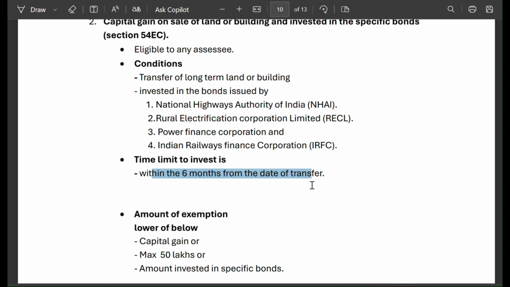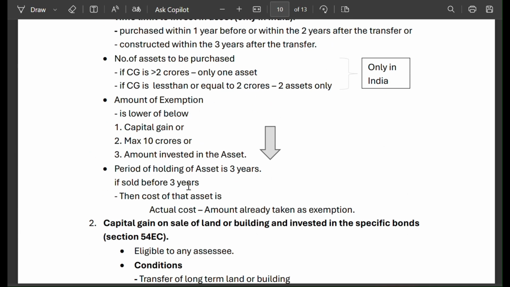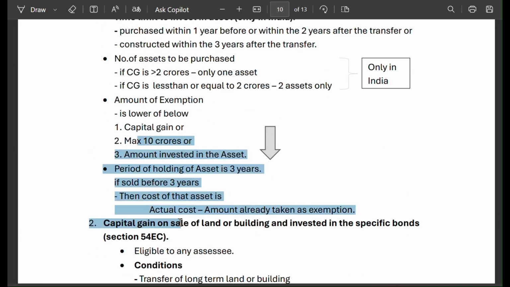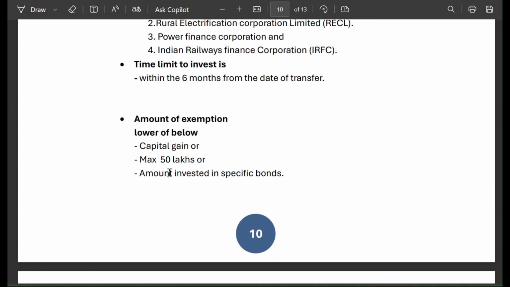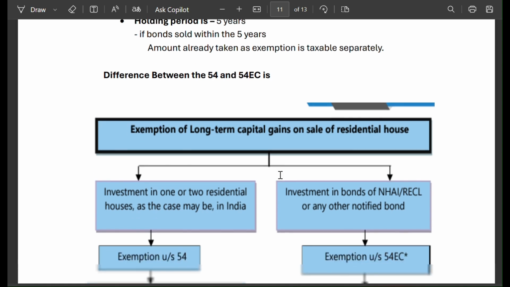Otherwise, you don't get the exemption under section 54EC. So what is the amount of exemption? The amount of exemption is the capital gain or a maximum of 50 lakhs in this case. In the previous case, the maximum amount was 10 crores, but here it is only 50 lakhs. And the amount invested in the specific bonds is whatever the actual amount invested in those bonds. The holding period is different in this case. The holding period is 5 years. You should hold the specific bonds until 5 years from the date of purchase.